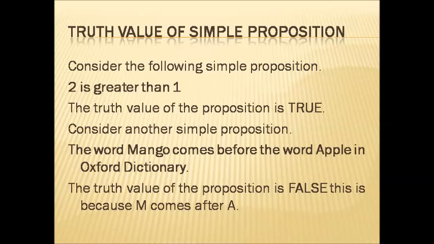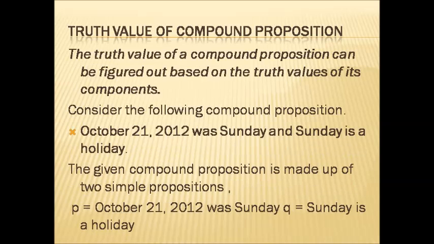Here we considered two examples: 2 is greater than 1, and the word mango comes before the word apple in Oxford Dictionary. One is true and one is false. So in the case of a simple proposition, the truth value depends only on the truth value of that particular simple proposition. Now we are going to find the truth value of a compound proposition.